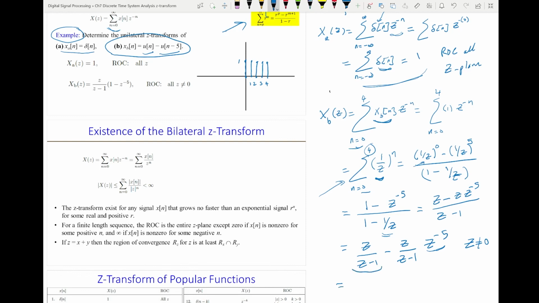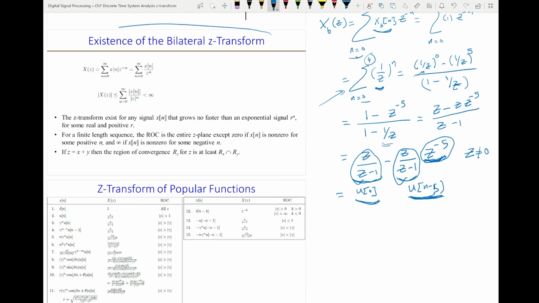Now this one here is the Z transform of u of n. This one here is the Z transform of u of n minus 5, this part. And later on when we do the properties, this is a delayed version of this one by 5 units. So a delay in discrete time means z to the power of minus 5 in the Z transform. So it's the same thing, except now this one, because it's delayed 5 units, you multiply it by z to the power of minus 5.